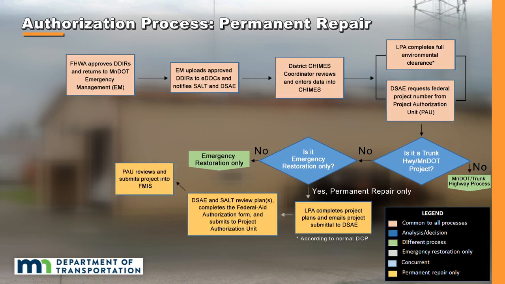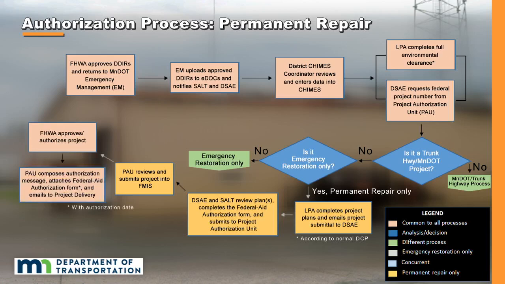9. PAU reviews the Federal Aid Authorization Form and submits it into FEMAS for FHWA authorization. 10. FHWA approves and authorizes the project for emergency relief reimbursement. 11. PAU puts together the authorization message with the authorization date, attaches the approved Federal Aid Authorization Form, and emails it to SALT. 12. Project delivery informs the project manager that the project has been authorized for emergency relief reimbursement.